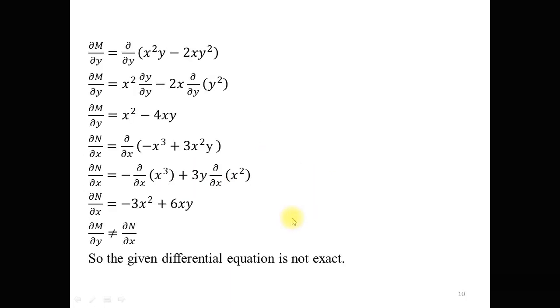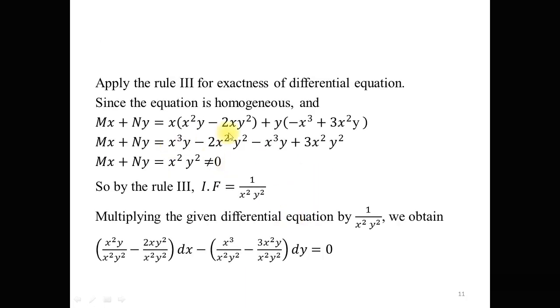Now to find the integrating factor by using rule number three, first of all we have checked that the equation is homogeneous. Now we can find the integrating factor by using this rule. The integrating factor will be equal to 1 over mx plus ny, if mx plus ny does not equal 0, and you see over here that mx plus ny does not equal 0. This is the m function multiplied by x. Now this is the n function multiplied by y.